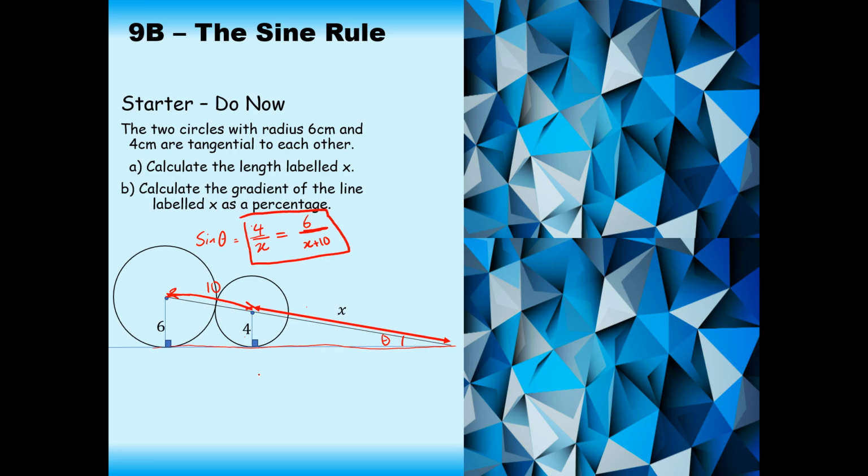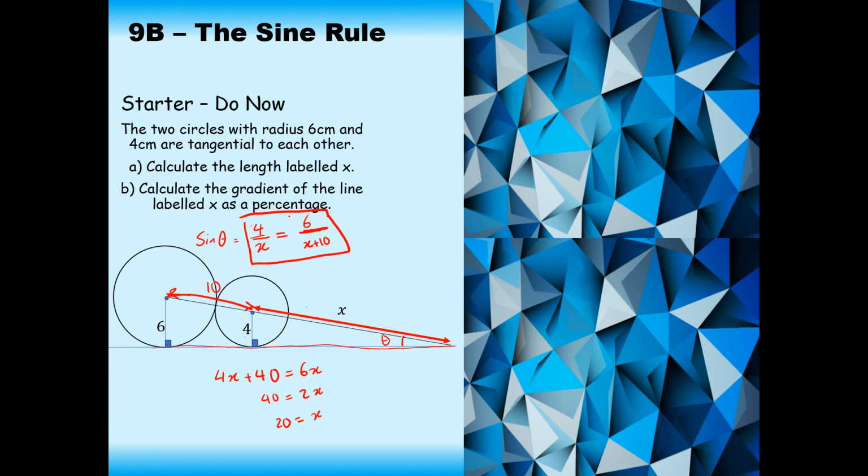You just simply cross multiply. You get 4x plus 40 equals 6x. Take away 4x from both sides, so x is 20. Easy peasy, right?